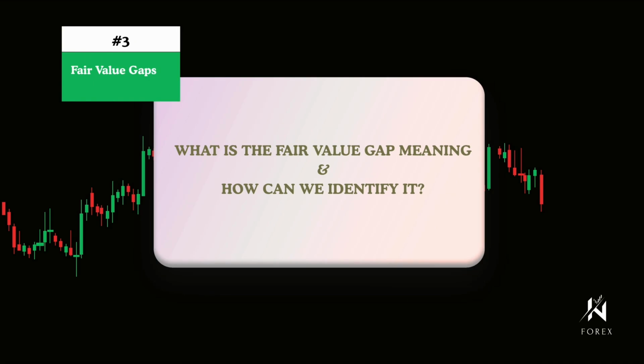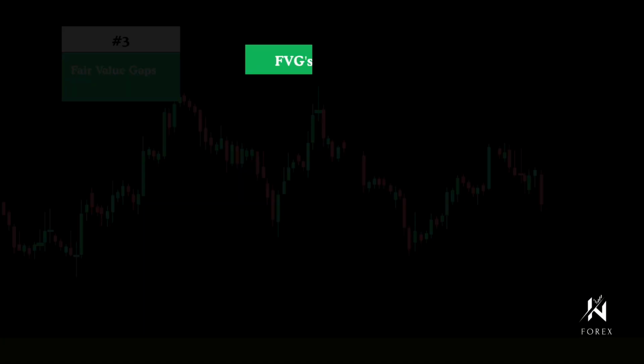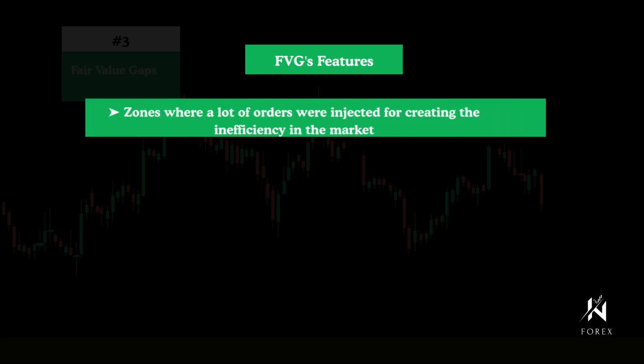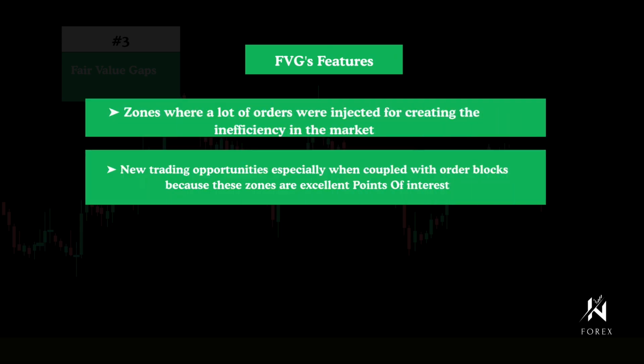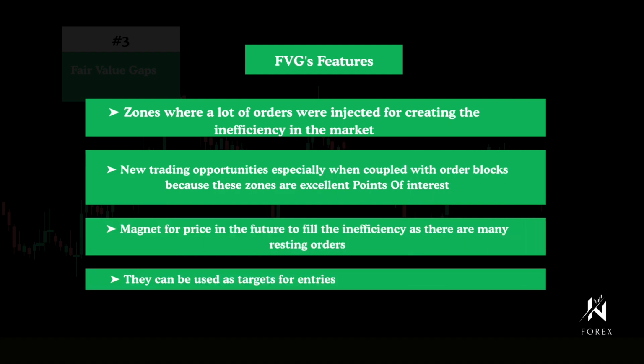Fair value gaps are areas formed due to imbalance in the market and typically appear in regions where trading activity is minimal and price moves in a single direction without much opposition. Fair value gaps serve as a powerful tool in price action strategies and indicate regions where significant order flow caused inefficiency in the market. FVGs highlight potential trade setups, particularly when aligned with order blocks, as these areas act as prime zones of interest. Fair value gaps often attract price later on to correct the imbalance since numerous pending orders exist there. We can also utilize them as target levels for trade entries.